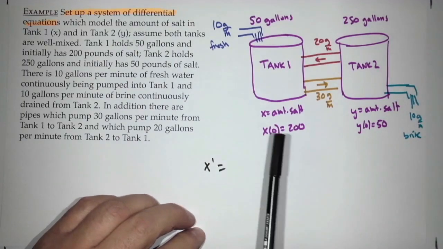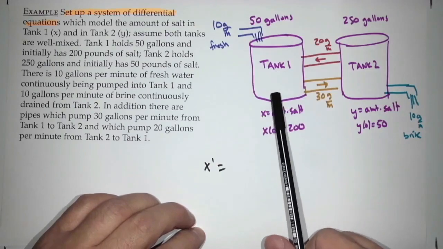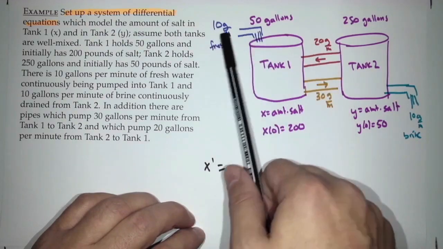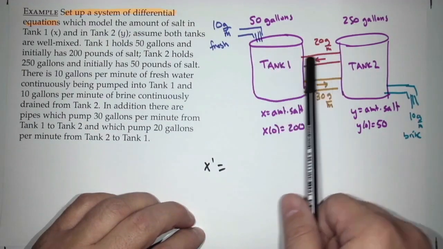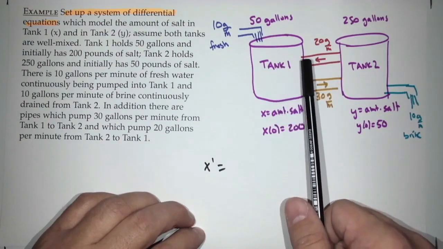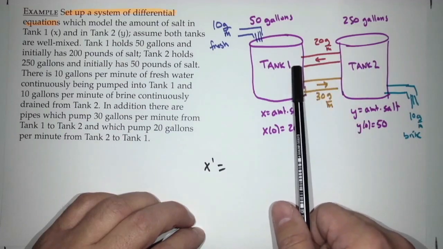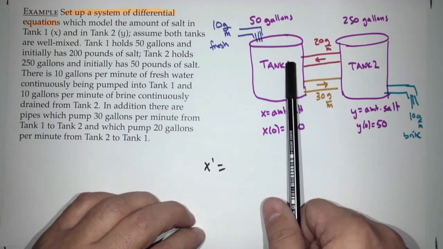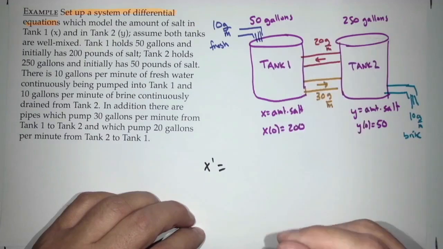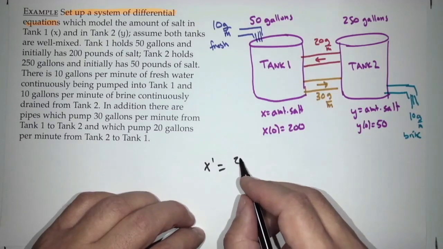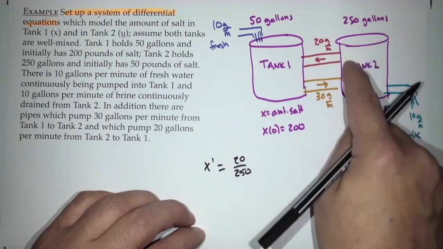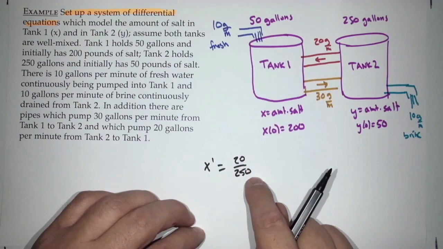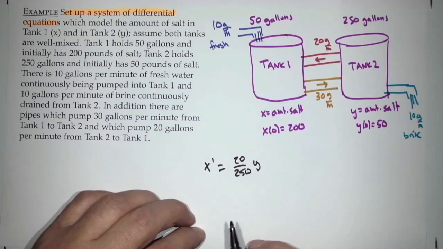X prime. So that's looking at tank 1. What's coming in that has salt? Only this part. The fresh water doesn't have salt. So the question is, how much salt is coming from tank 2? Somebody said 20Y, is that right? Someone said Y, is that right? Someone said 20 divided by 250? Is that right? So 20 divided by 250, the way we should think about that, that's how much of tank 2 is moving into tank 1 as a percentage. Now, how do we translate that into how much salt? You also need to multiply by Y.